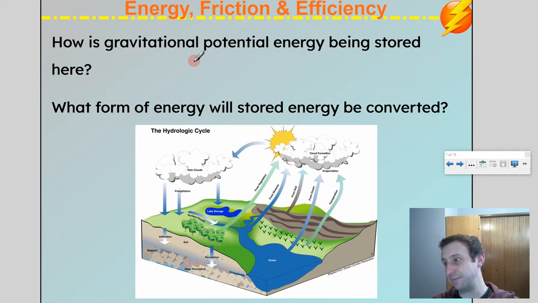And then as it falls down, that is being converted to kinetic energy, right? As the rain falls, that potential energy is changing into kinetic energy. So what form of energy will stored energy be converted to? Kinetic. And how is gravitational potential energy being stored here? Well, because the water is above the ground in the clouds.